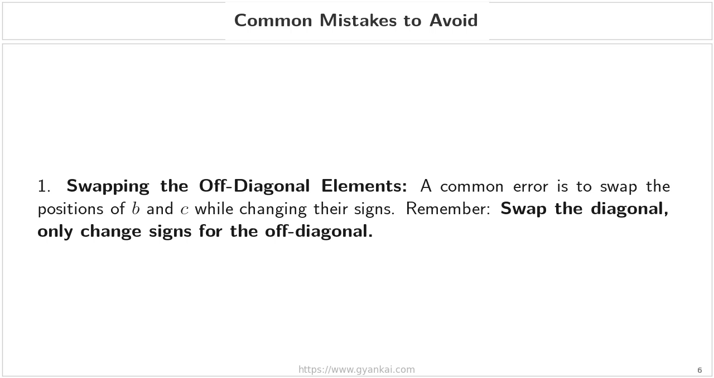First, be careful not to swap the off-diagonal elements. A very common error is to swap the positions of B and C while you are changing their signs. It is easy to get caught up in the movement of the numbers, but remember this golden rule. Swap the diagonal and only change the signs for the off-diagonal.